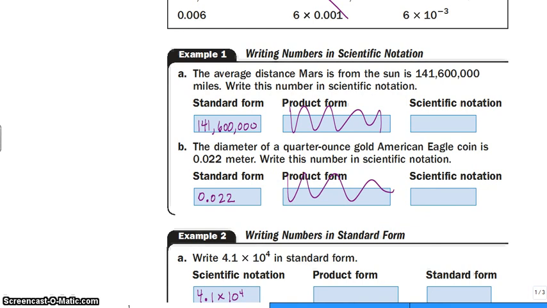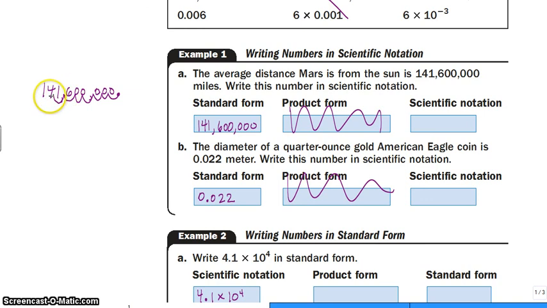Let's say I want to do 141,600,000. That's a ginormous number. I want to change that into scientific notation. That means I'm going to take my decimal, which is currently over here hiding, and I'm going to move it until I get a number between 1 and 10, but not 10. So not yet. That one's 141.6. That's still not between 1 and 10.